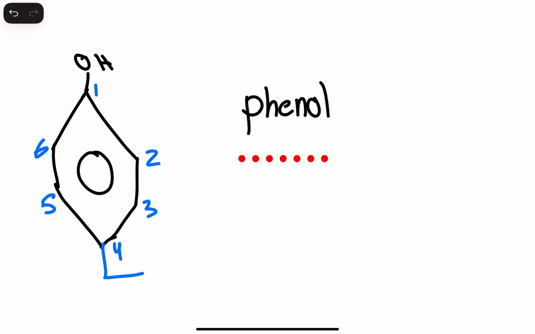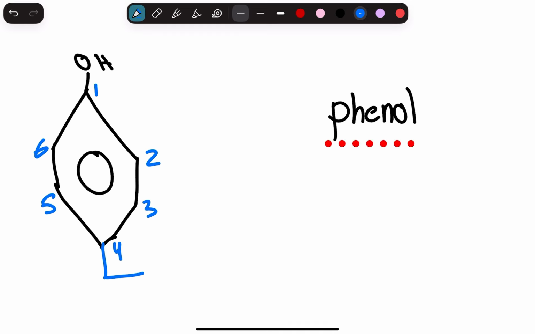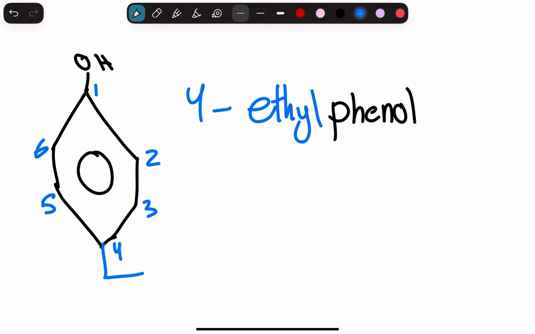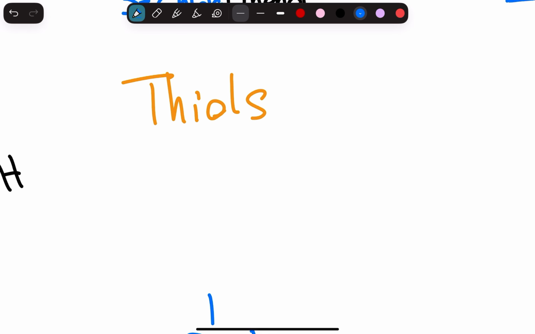So for our final name, we are going to put the position of the substituent. So it's 4. And then what the substituent is, it's an alkyl group, and we have 2 carbons, so it's going to be ethyl. So this would be called 4-ethylphenol. So that is our ethyls. And then finally we had our thiols. It's just basically when the carbon chain contains an SH group. So it would look something like this.